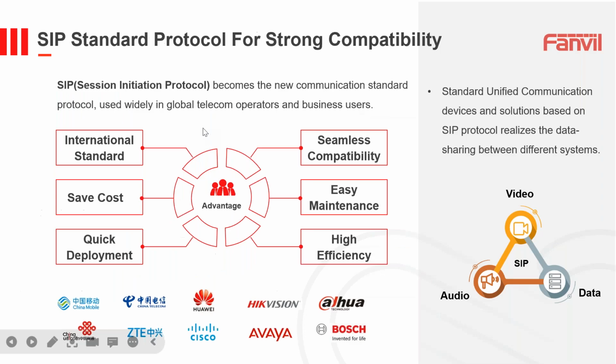At this time, the SIP protocol can help you solve this kind of problem. As we know, SIP is an open compatible protocol. So not only for IP phones, it can realize data sharing between different systems. It is now widely used by many companies, such as Hikvision, Dahua, Bosch, who are leading players in the global security market, and operators in China like China Mobile, China Telecom, and China Unicom. And in the enterprise communication market, there are also leading players such as Cisco and Avaya.